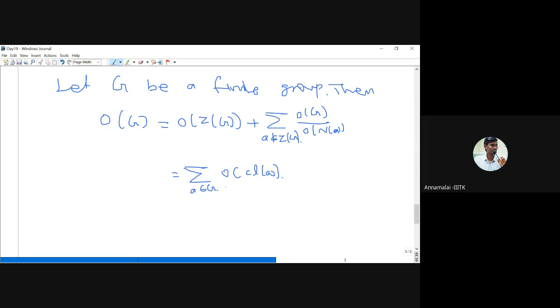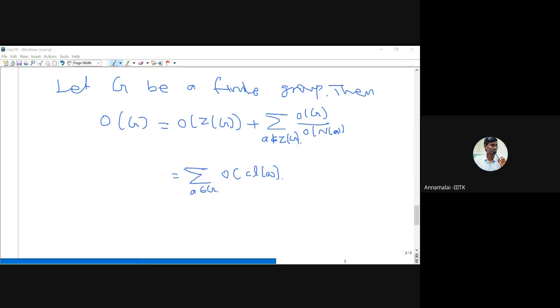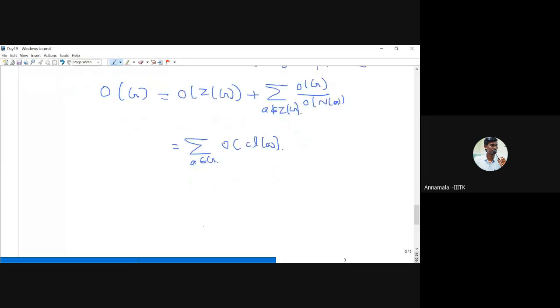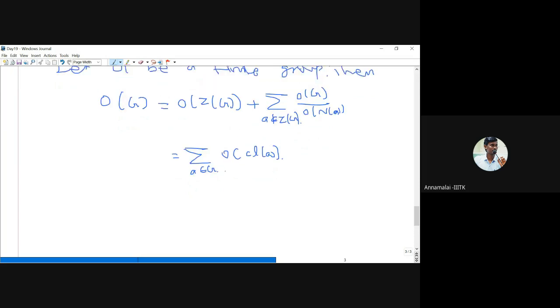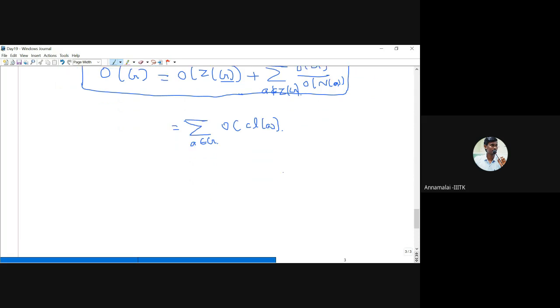Suppose A is in the center of G, then what will happen? These summations can split into two summations. So this is the class equation. This equation is called the class equation. Now, how to get this one? Anyway, this is a general form.